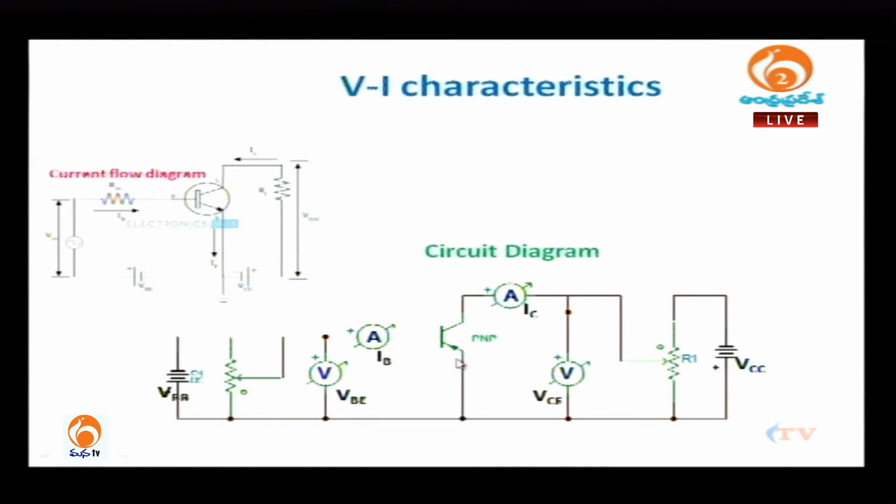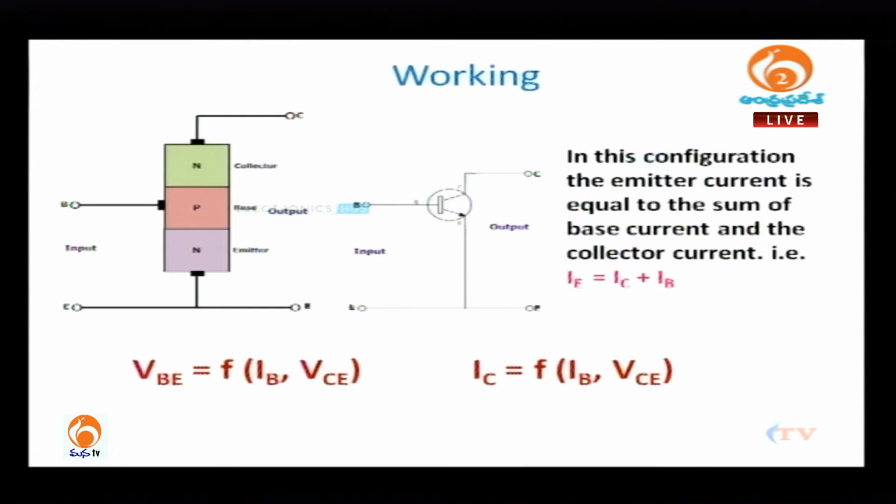Now, in this PNP transistor, we have 4 variables. I just told you that input current is base current and input voltage is base voltage. Now, we will plot a graph between input current and base voltage for different values of collector to emitter voltage. This will give input characteristics, and if you plot a graph between output current and output voltage for different values of input current, then we will be able to get the output characteristics or transfer characteristics.